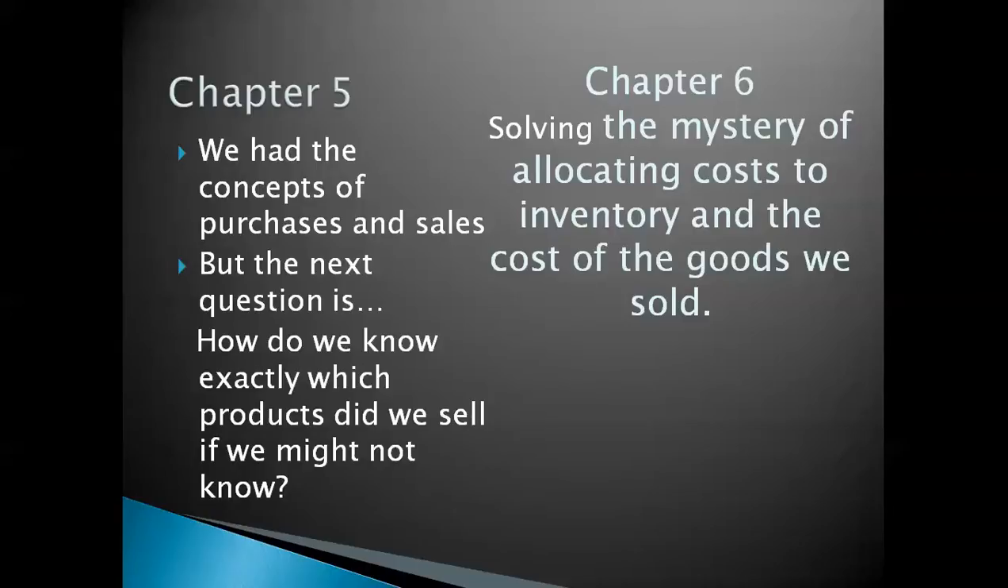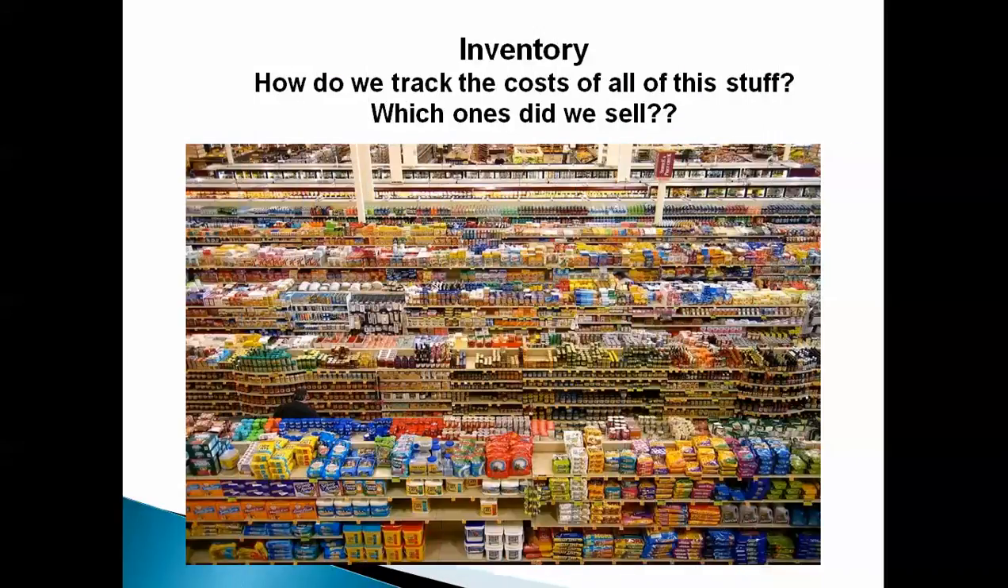But the big question is, how do we value, or assign a cost to, the products that we sold, and how do we assign a cost to the inventory which remains on our shelves? And in Chapter 6, we're going to solve that mystery of the allocation of those costs. So here's where some of the complication lies. When we have a lot of products in our stores, we will buy those products on a perpetual basis. We will perpetually be adding new products to our store.